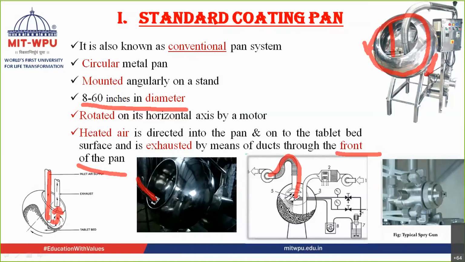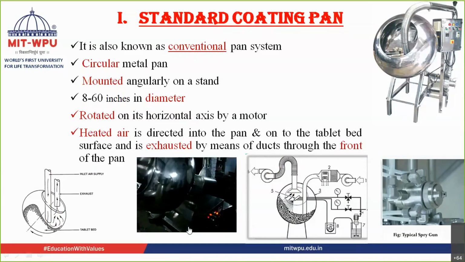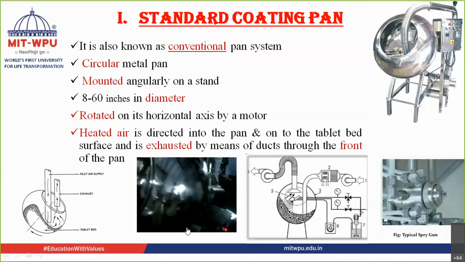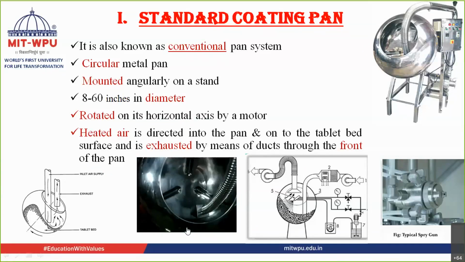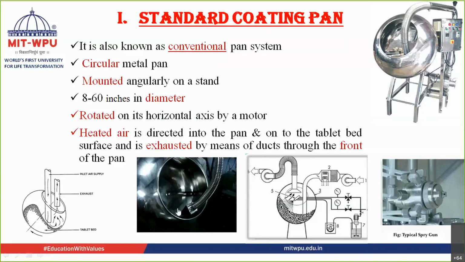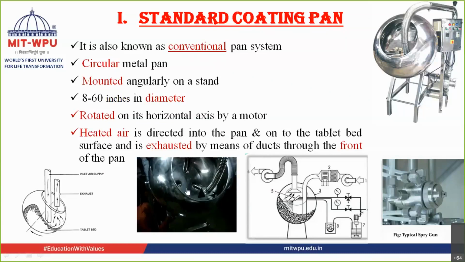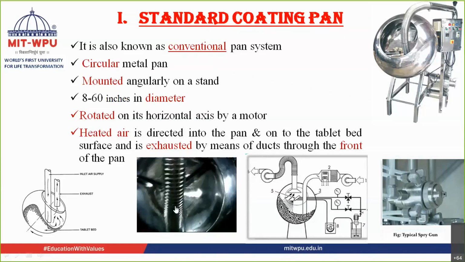So this is about the coating pan, and this is how the rotation of the coating pan takes place on the angular stand with the help of the motor. The things present inside are the baffles. These are the baffles which are present over here. This is how the movement happens.